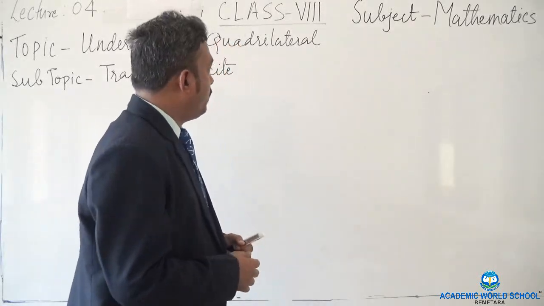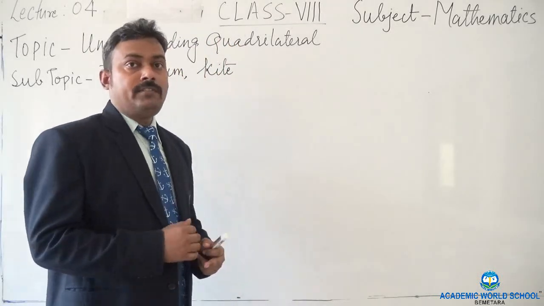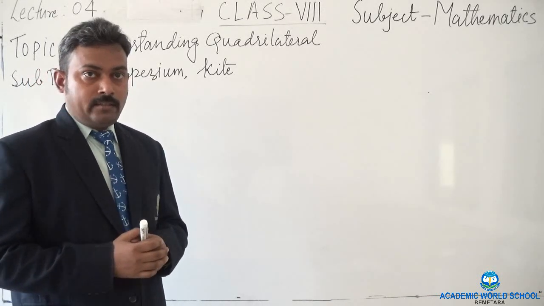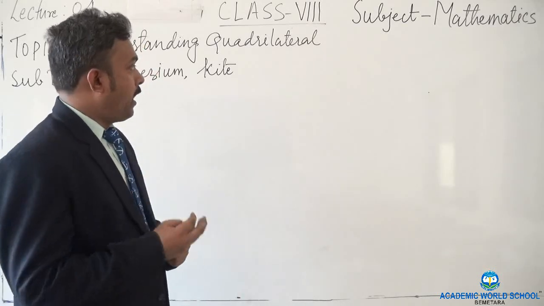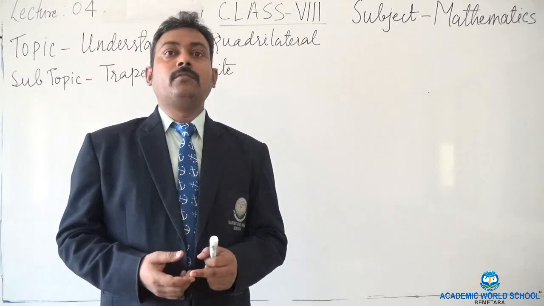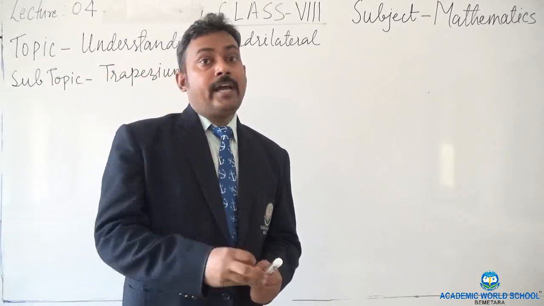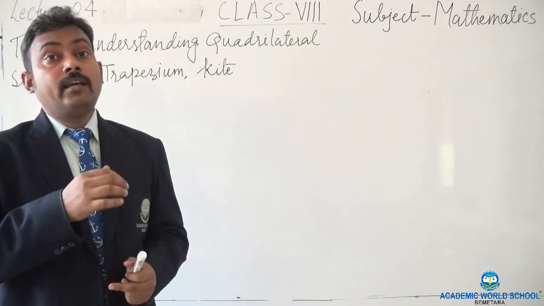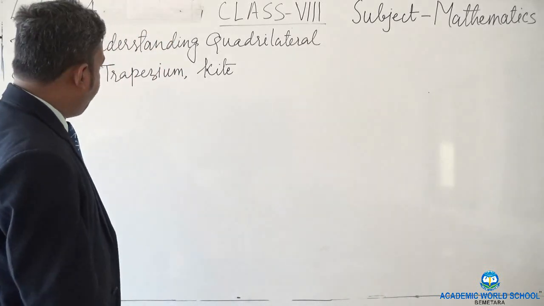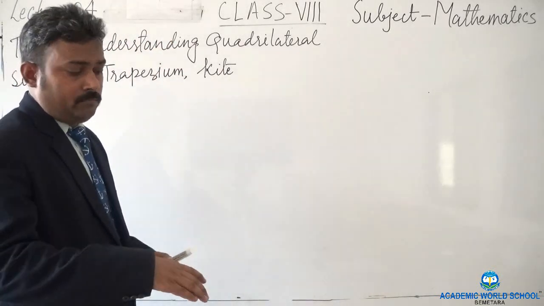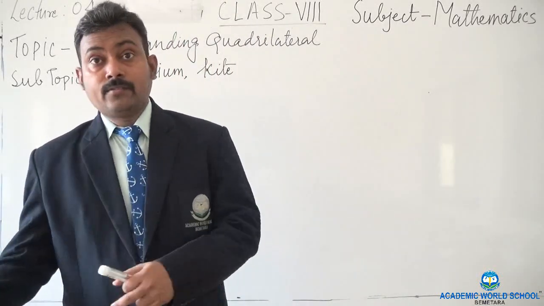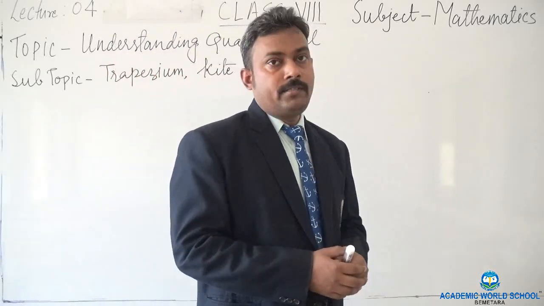In the previous lecture, we saw the different types of quadrilaterals, like parallelogram, trapezium and kite, and then we discussed the types of parallelograms and their properties, right? So let me go through the properties once again of parallelograms like rectangle, square and rhombus.